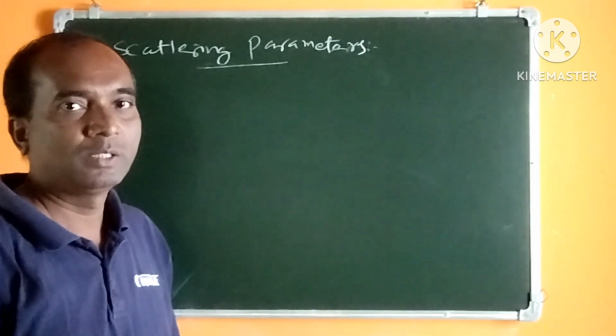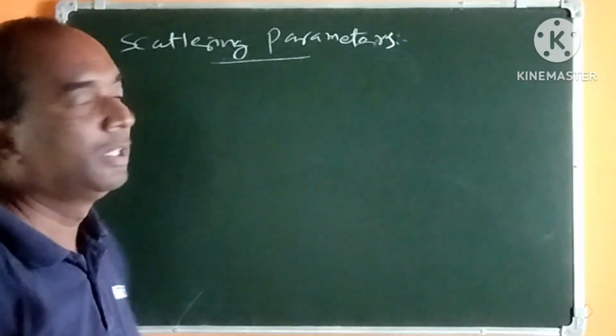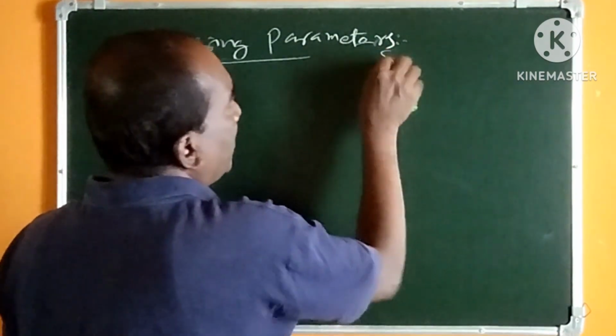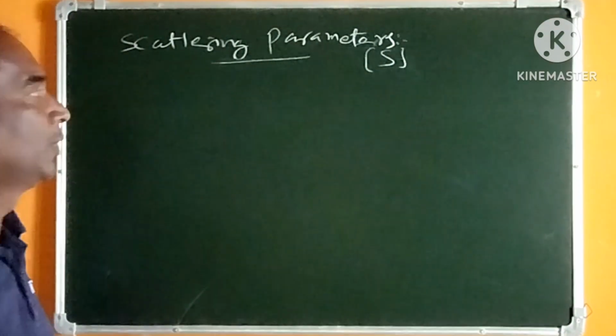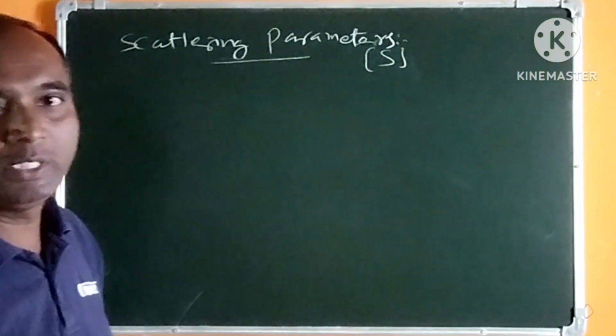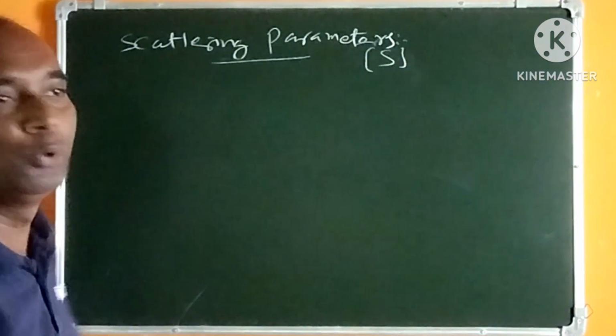In today's class, we discuss the scattering parameters. The scattering parameters are represented by S. Before going to the scattering parameters, first we discuss the two-port network.